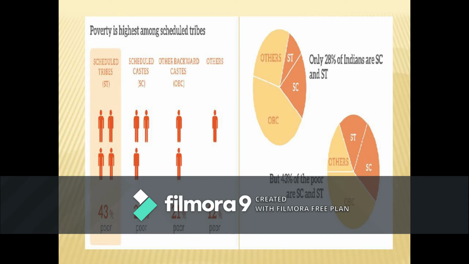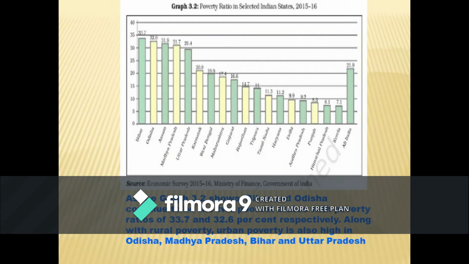Mostly in India, we see some communities which are ignored by society. They suffer below the poverty line. Some communities are 20 to 28% of the population, but their share of the poor is 43% in the country. So why does it happen? As per the graph, Bihar and Odisha continue to be the two poorest states, with poverty ratios of 33.7 and 32.6% respectively.